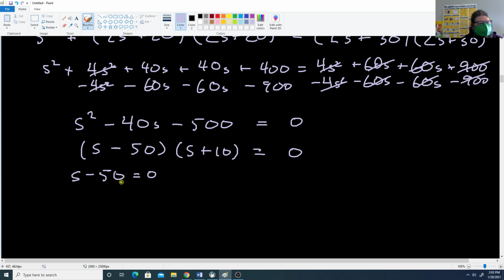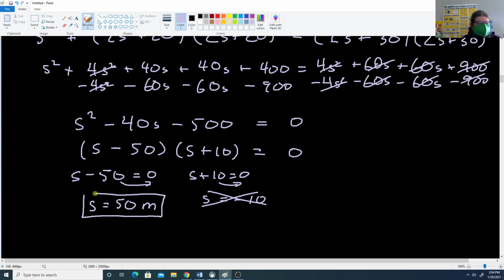So either S minus 50 equals 0, which says S is 50, or S plus 10 equals 0, which says S is negative 10. These are supposed to be the lengths in terms of meters of a property. It doesn't make sense to say my property has negative 10 meters for a length. So that one's out. The shorter leg is 50 meters.